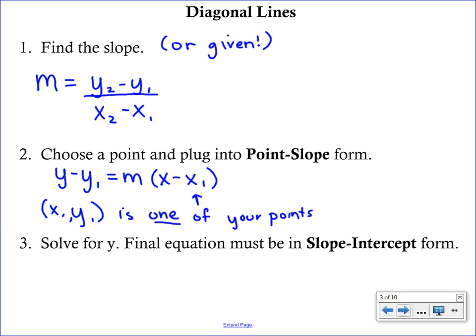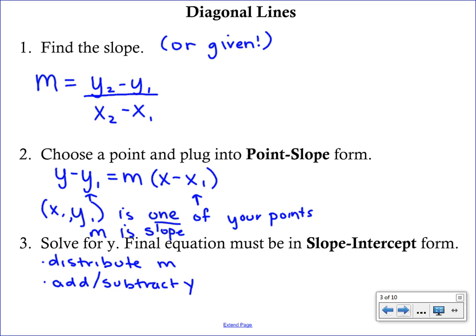Obviously you're going to plug your slope in for m. Once you've plugged those in, then your last step is to solve for y, which just means get the y by itself. So what you'll do is you'll distribute the m, and then once you've distributed the m, you're going to add or subtract y1 to get that over to the other side, depending on what the sign of y1 is.